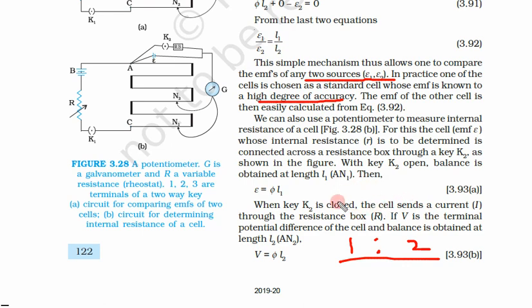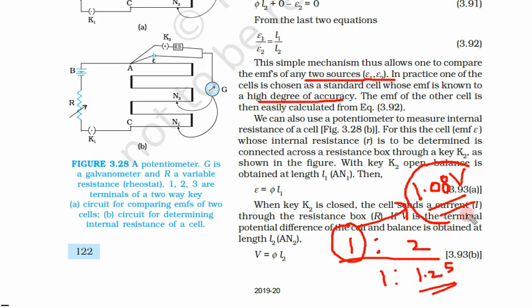So what do we do? We take one cell, let us say cell 1, which is previously known. Let us say this is 1.08 volt, a standard cell for which we know the EMF. Now from the ratio we know that if the ratio is 1:1.25, what would be the other cell? If the first cell is 1.08 volt, the second cell is 1.25 times the first cell. So this would be the EMF of the second cell.